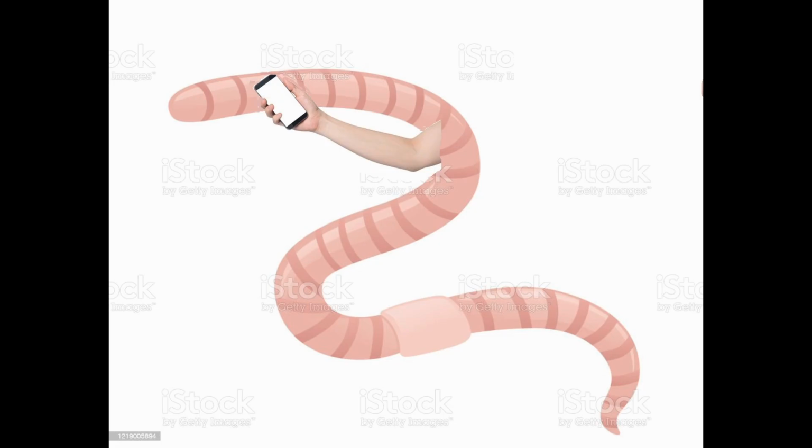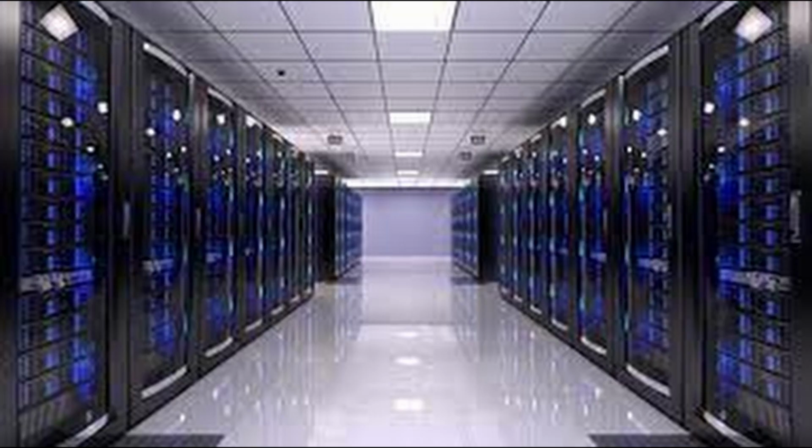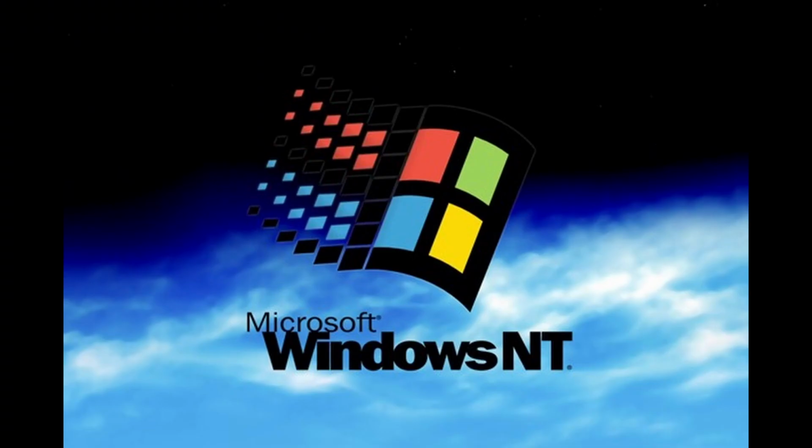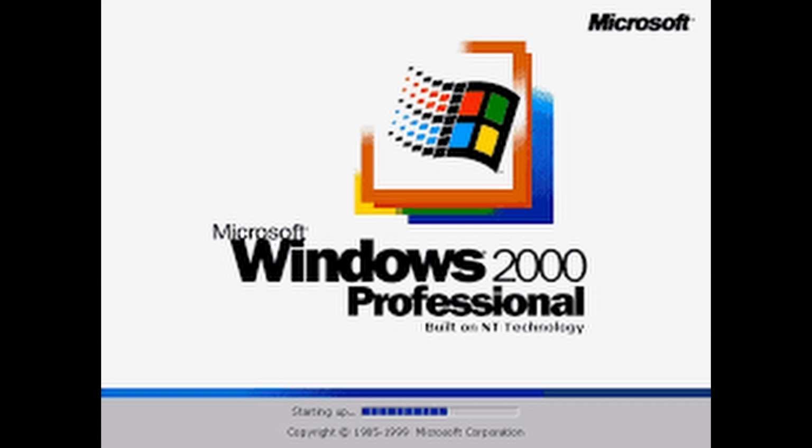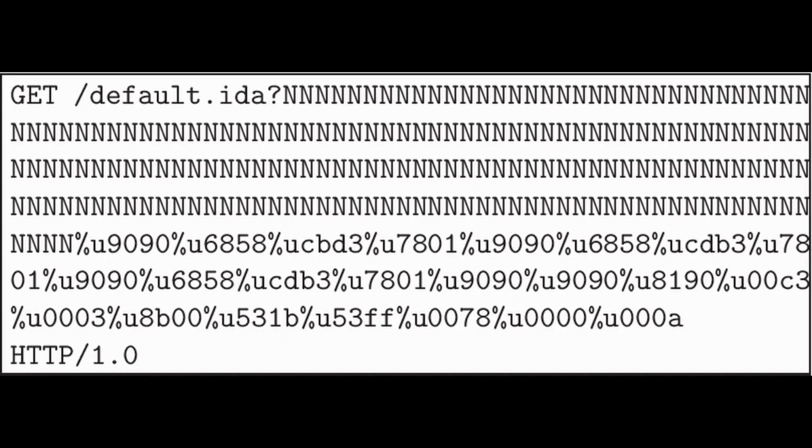The worm made calls for default.ida, the default IIS server data file, on Microsoft IIS web servers running Windows NT and Windows 2000. Following the command was 223 junk characters, the letter N, in order to overrun the buffer, with seemingly more junk data afterward. In reality, that additional junk data was the payload, specifying a new memory address to run the worm from, and running other computer instructions to further propagate the worm.